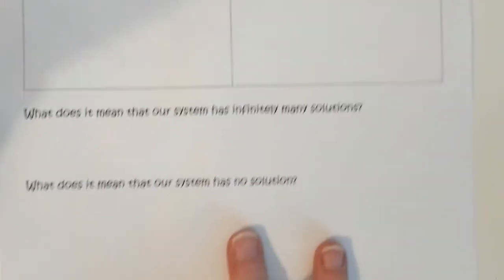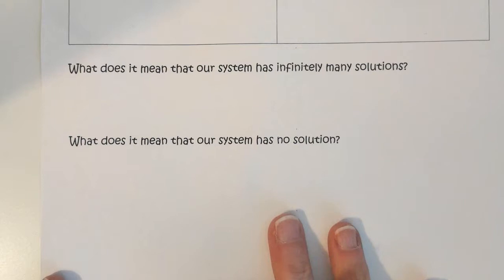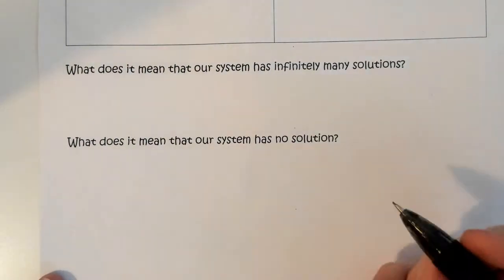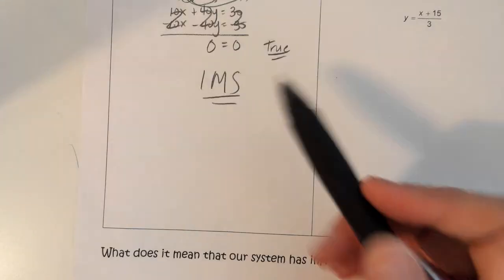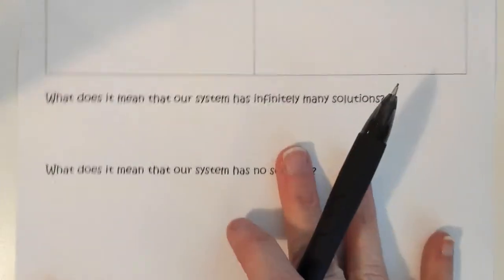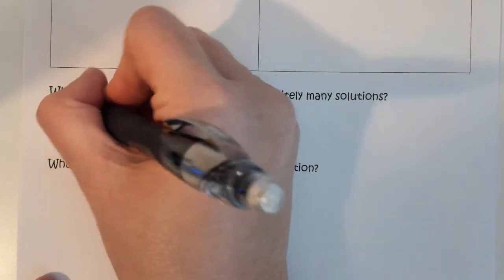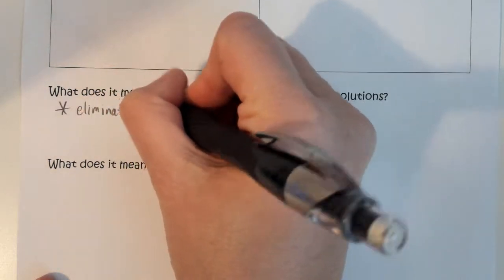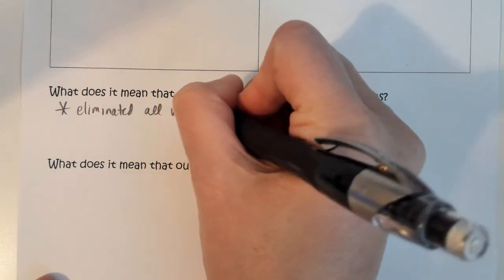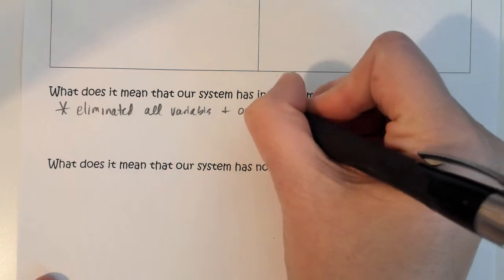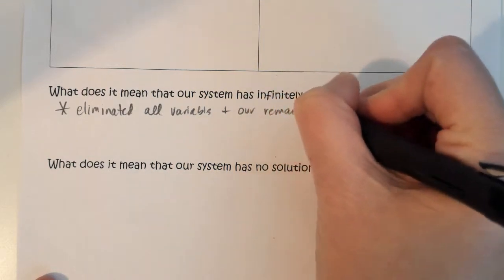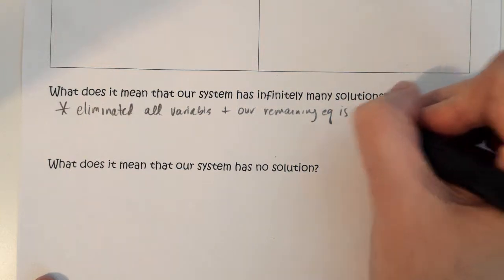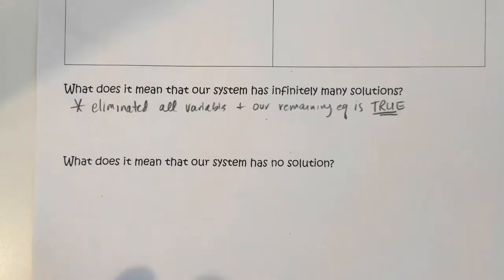So real quick, let's jump down here. How can we tell that we have infinitely many solutions? Well, first of all, we know that we have infinitely many solutions because we have, let's put a little bullet point, eliminated all variables, and our remaining equation is true.